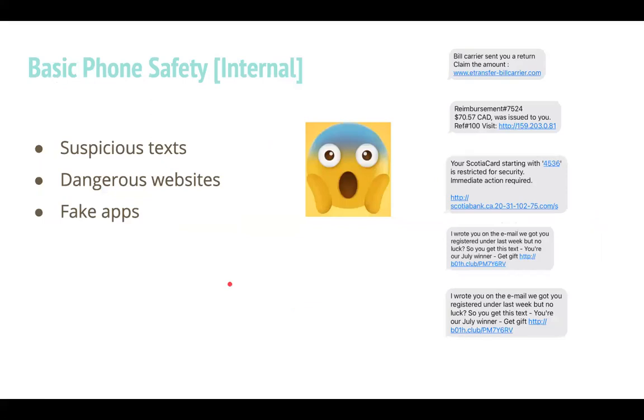So now we're going to talk a bit about basic phone safety, and internal just means on your phone. So one thing that you want to be aware of is a suspicious text. These are some real life examples where you might be told that someone sent you a certain amount of money, like in these two examples, or that your Scotiabank has a certain code for security. And these are suspicious because, first of all, you want to think, do you even have a Scotiabank card? And even if you do, you want to think about whether you were even expecting this.